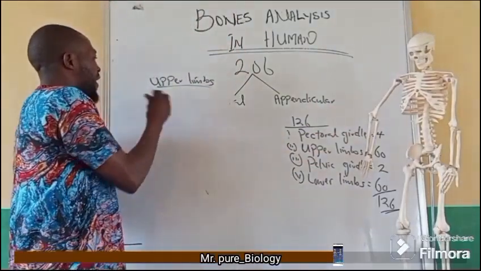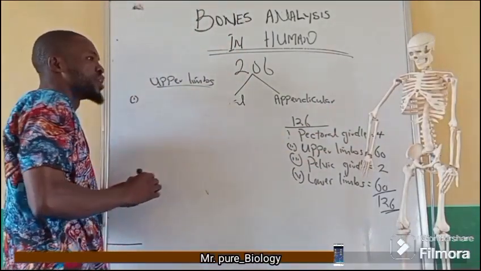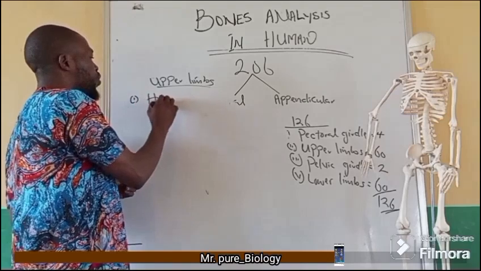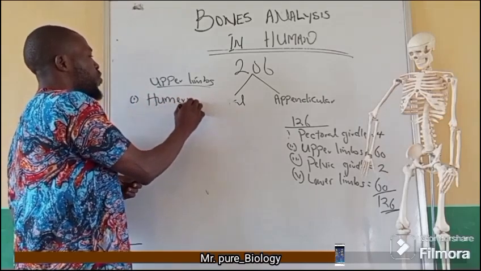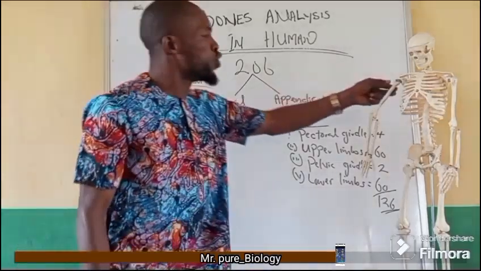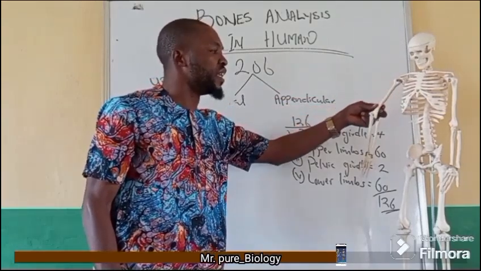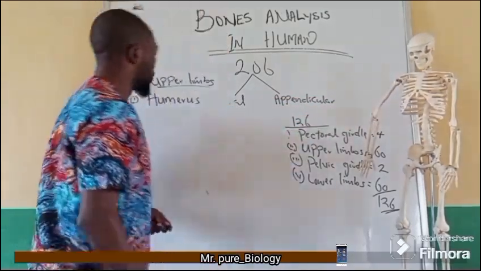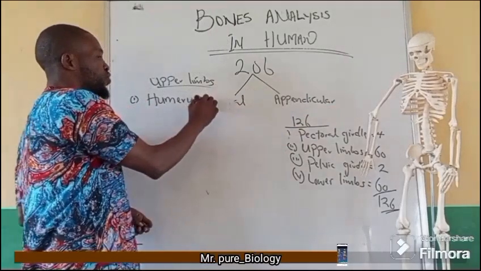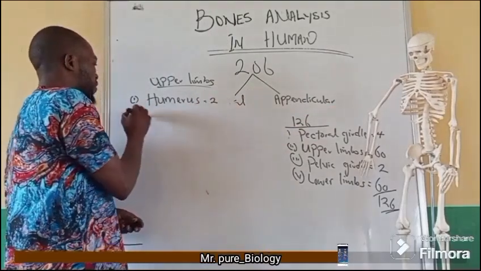Now, to look at the upper limbs, the first bone to reckon with is what we call the humerus. You can see the humerus is the bone of the upper arm, or we call it the bone of the hinged arm. So that is humerus. By calculation of the 2 together, we have 2 humerus.